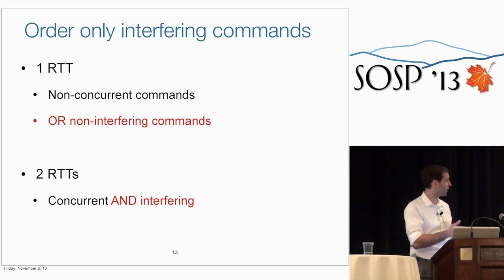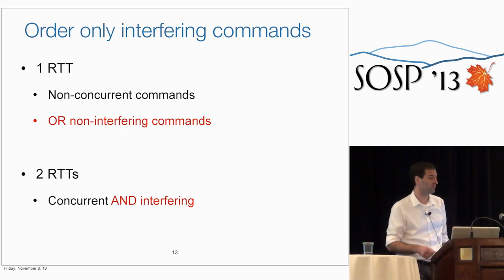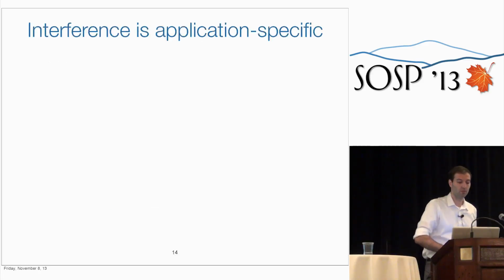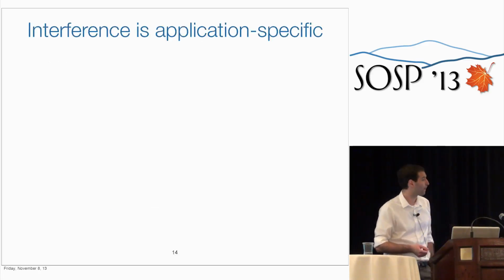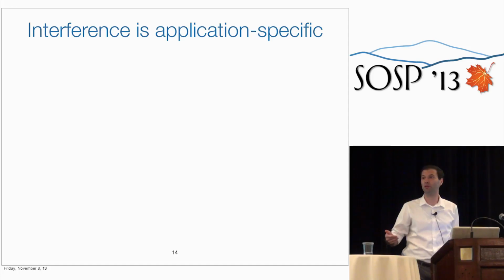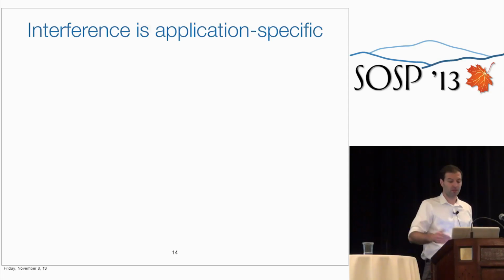And it turns out that in practice, it is rare that commands are concurrent and interfere. So most of the time, we'll be able to commit commands after just 1 round trip. But the next logical question is, is it easy to determine whether 2 commands interfere before we execute them? Because remember, we first have to order these commands, and only then can we execute them. Well, the answer is application specific.